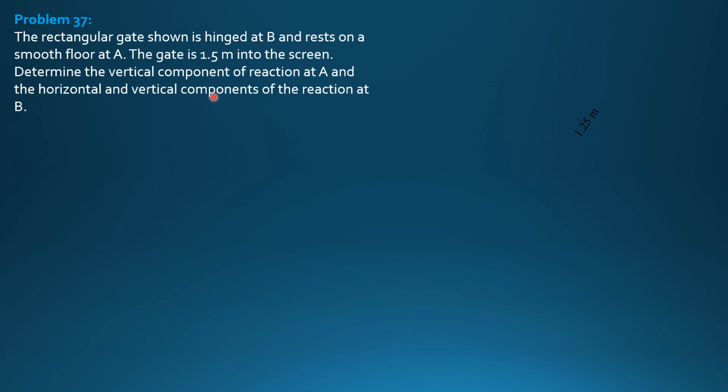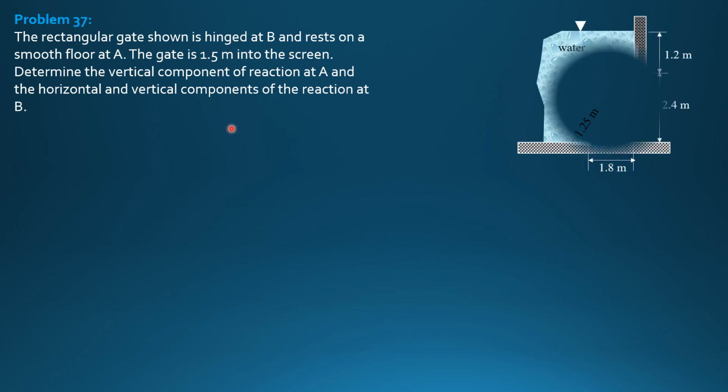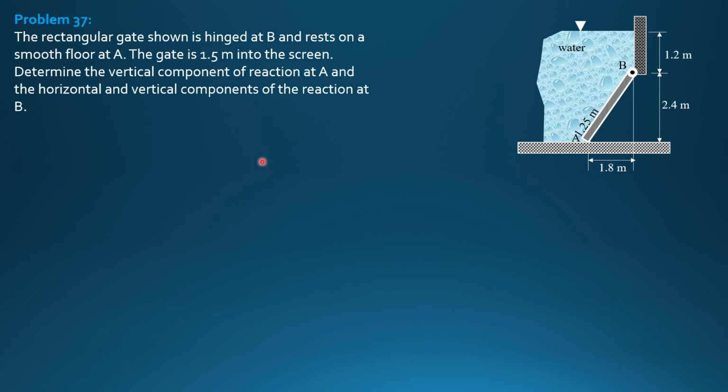So there's only one vertical component of reaction at A because the floor is smooth, just the vertical. Then there are two reaction components at B, at the hinge B. So that's the figure. Then let's locate the centroid of area and the center of pressure.